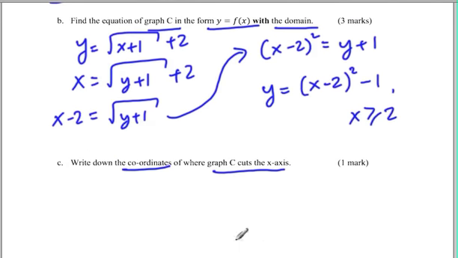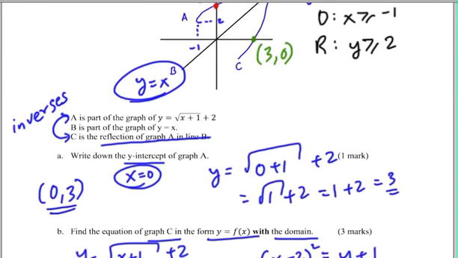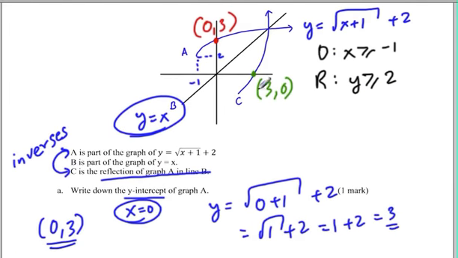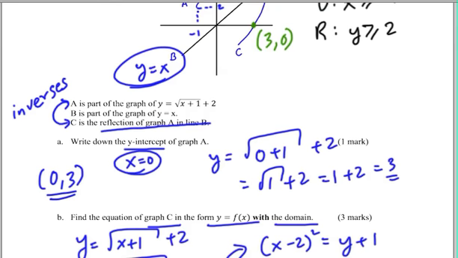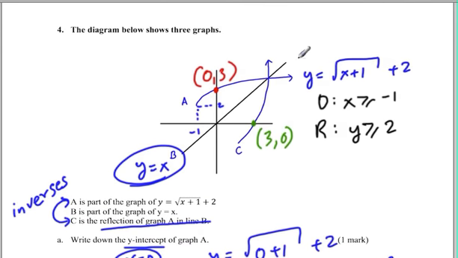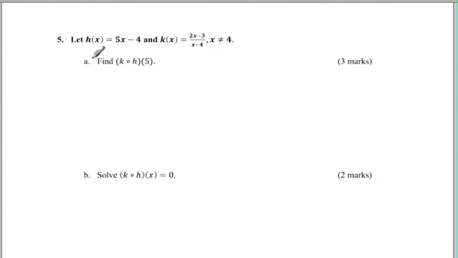So write down the coordinates of where c cuts the x-axis. Well, c cuts the x-axis right here. We just found that's 3, 0. So the answer for this one is simply 3, 0. And that's our solution. All right, so keep in mind that whenever you see y equals x, it's a big clue that we're most likely going to be dealing with inverses over here.